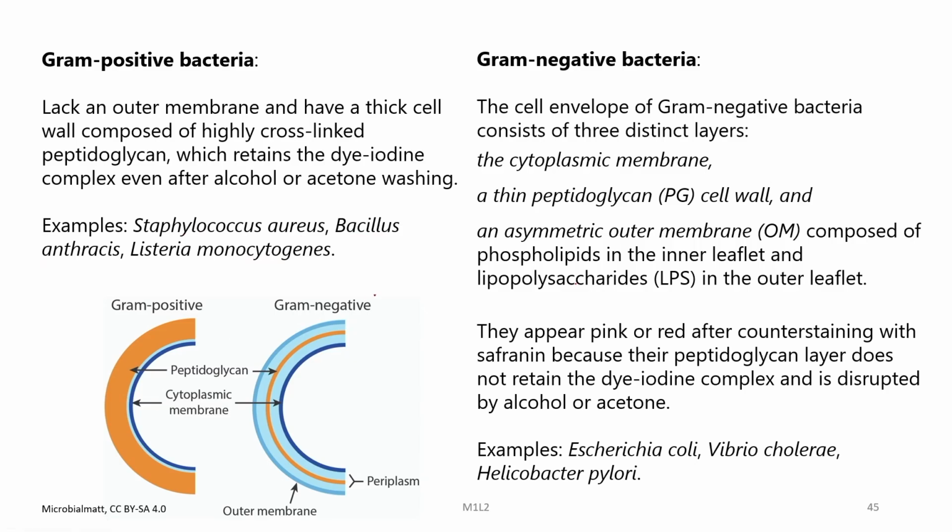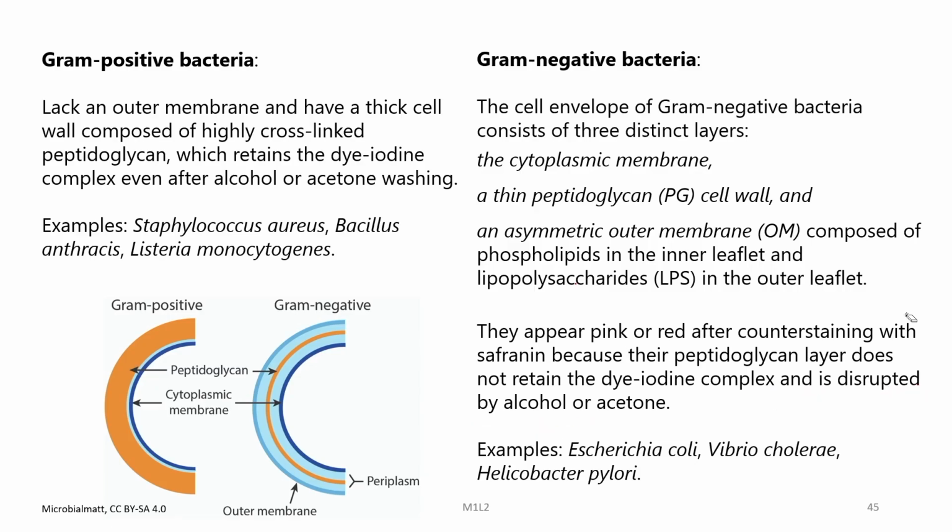And if you look into the cell envelope of gram negative bacteria, we can see that it basically has 3 distinct layers: the cytoplasmic membrane, a thin peptidoglycan cell wall, and an asymmetric outer membrane composed of phospholipids in the inner leaflet and lipopolysaccharides in the outer leaflet. They appear pink or red after counter staining with safranin because their peptidoglycan layer does not retain the dye iodine complex and is disrupted by alcohol or acetone.